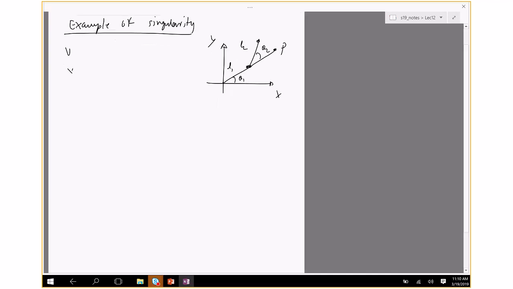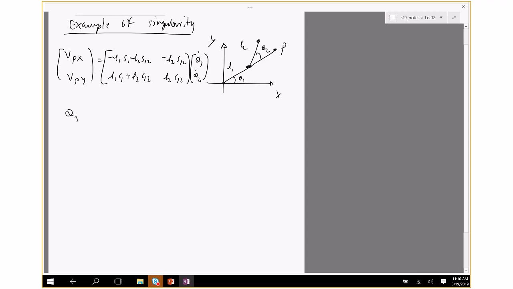So Vx and Vy, and a better way would be velocity of P in the x direction, velocity of P in the y direction. This is from the Jacobian calculation: minus L1 S1 minus L2 S12, L1 C1 plus L2 C12; minus L2 S12, L2 C12, times theta 1 dot, theta 2 dot. So what we're trying to do is find theta 1 dot, theta 2 dot by inverting the matrix here.